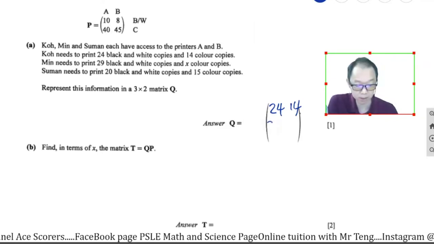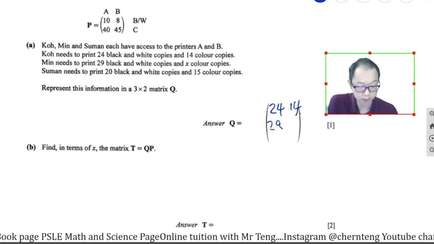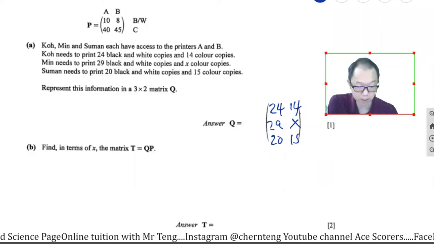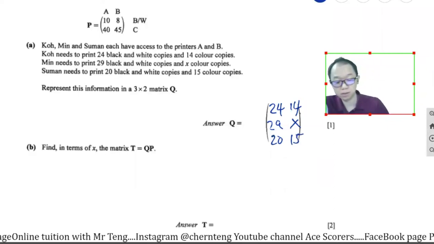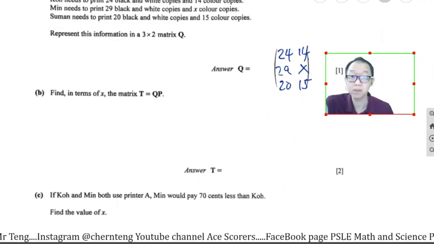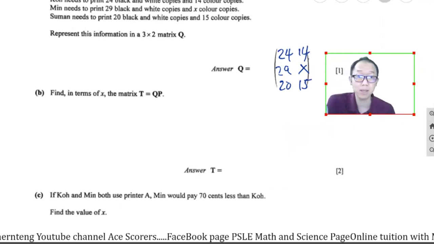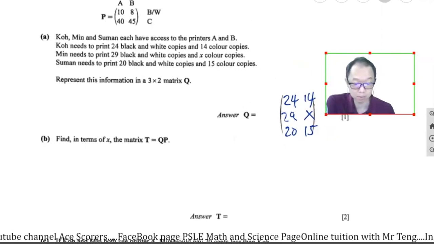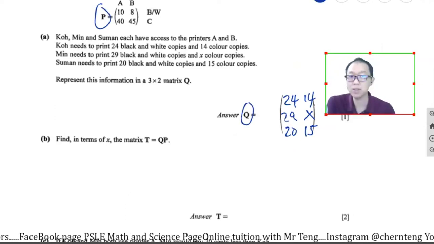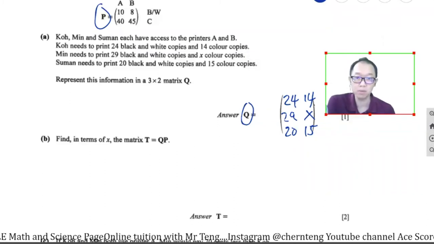Then after that, 29 and X color, because X. And then after that, 20 black and 15 color copies. Okay, so I present that out for you, because I want to check your operation on the matrix. So now you need to take T equals Q times P. Q multiplied by P. So P is here. Q is here. Now when you take matrix multiplication, you need to do row times column. Just remember row times column.